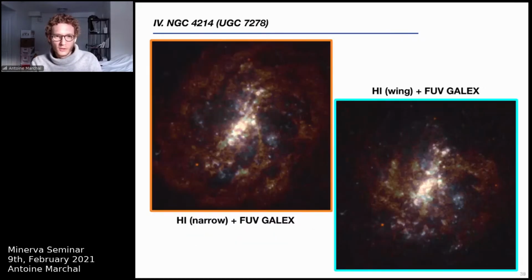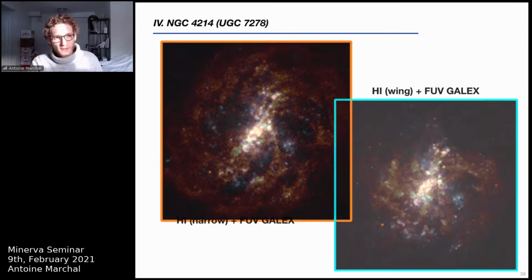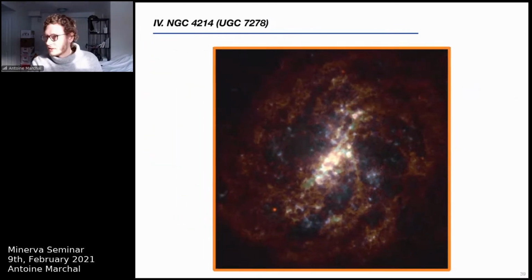I can show you the 2 superimposed. So here on the right, the broad wings with the far UV, and on the left, the narrow component with the far UV. And the narrow component is even more interesting if we take a closer look, because it seems that at some locations, the far UV fills holes in this narrow HI component.